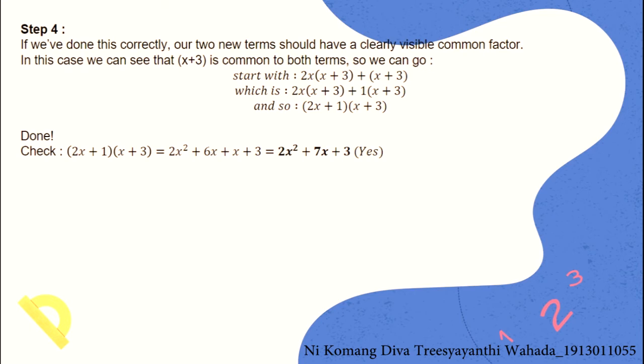Now check. 2x plus 1 multiplied by x plus 3 is equal to 2x squared plus 6x plus x plus 3, which is equal to 2x squared plus 7x plus 3.